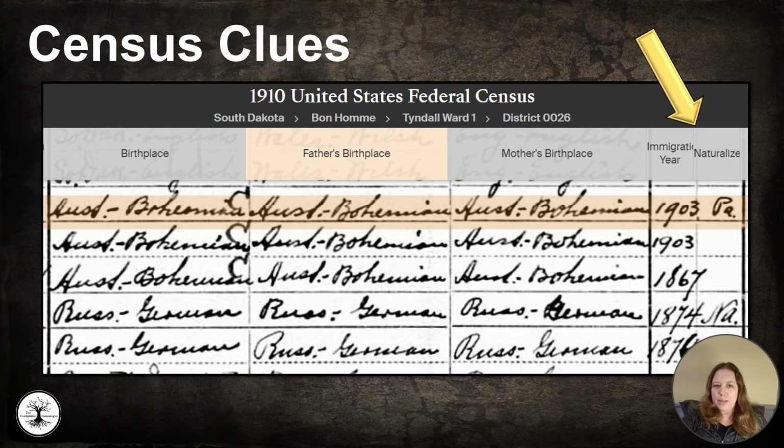Like on this 1910 census, it says that people were born in Austria, but they're Bohemian. That's probably part of the Austro-Hungarian Empire, and they were actually from Czech Republic or Slovakia. Or if they're Russian, but they're German, then it's probably part of the Russian Empire, and they were probably living in modern-day Poland now. So create a timeline and figure out when you should be looking for these records, especially based on empires and boundaries and the dates that somebody came over.